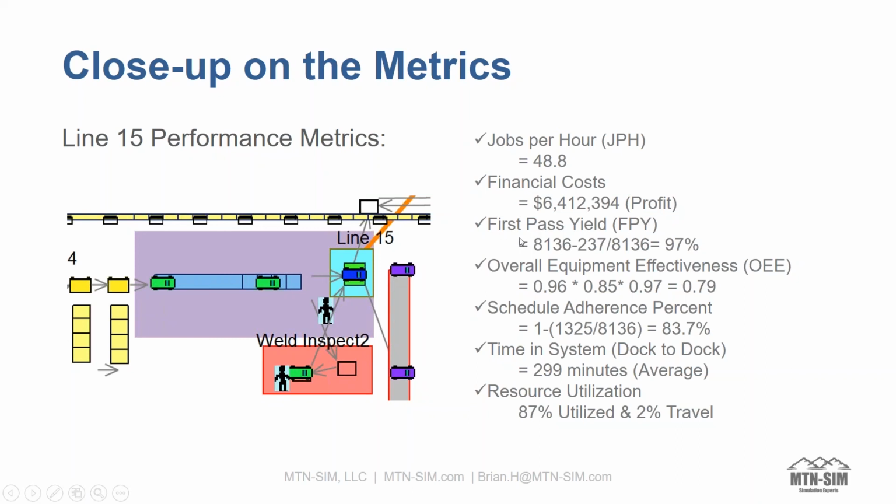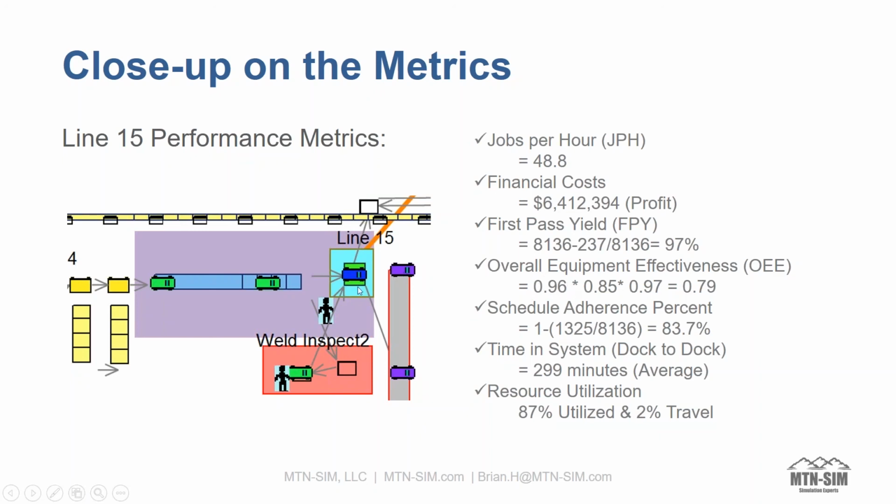So we can look at the jobs per hour at this particular line, or the overall facility. So in this instance, it was at 48.8. We could be keeping track of our financial costs along the way. So for running it for X amount of time, this might have been a 3-month run or a half a year run, whatever it might be for our runtime. And this would show our potential profit for the facility, or even for this particular line.